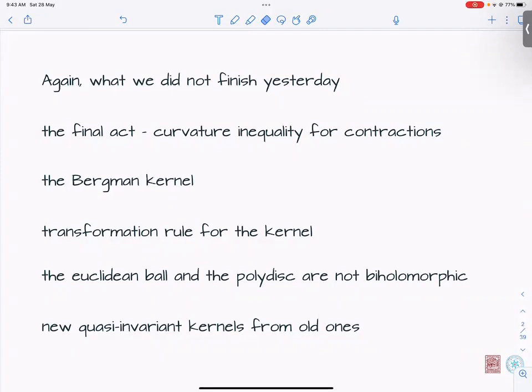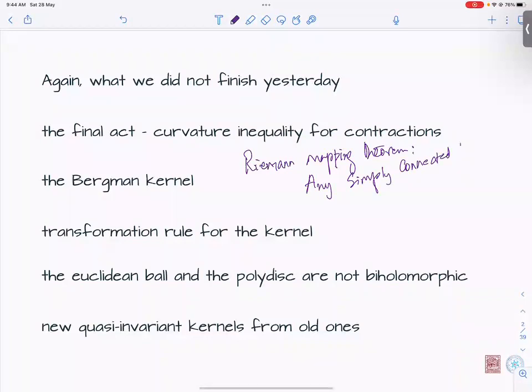So today, the main goal is to say, all of you know that by the Riemann mapping theorem, any simply connected plane domain, which is not the entire complex plane, is biholomorphic to the disk.